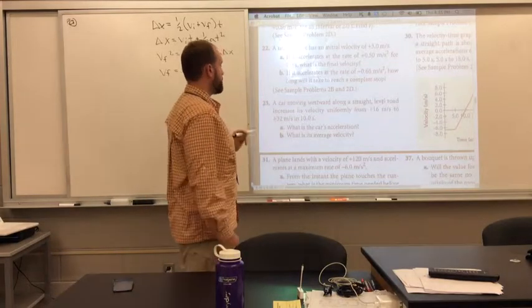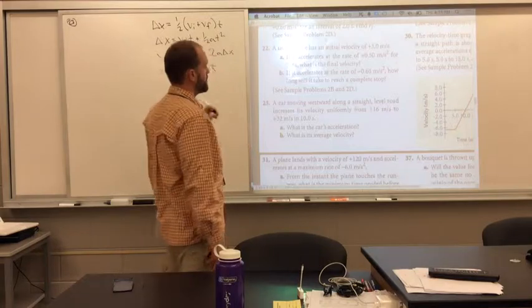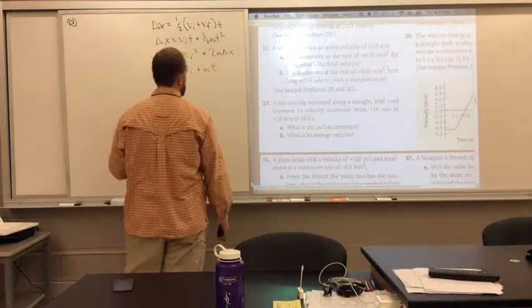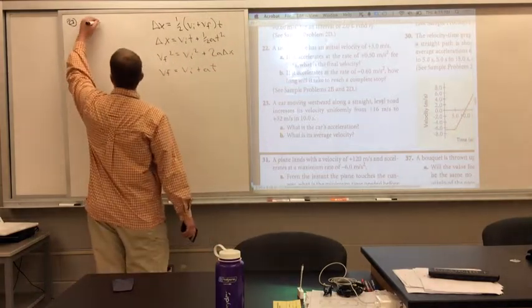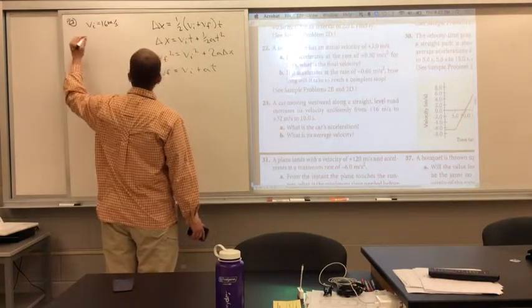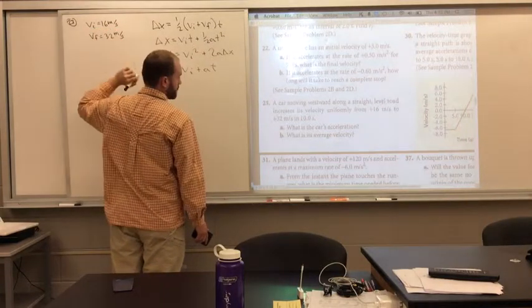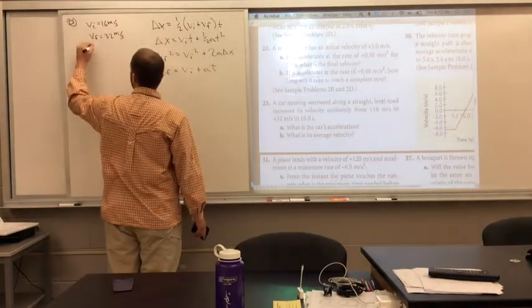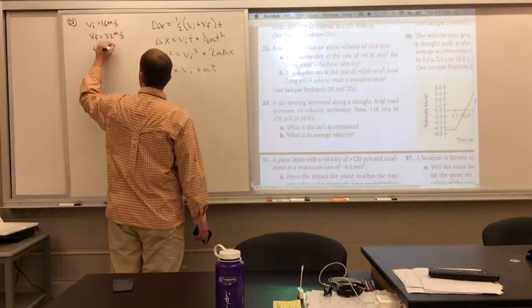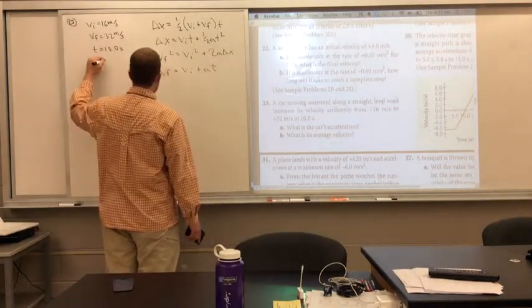A car moving westward along a straight level road increases its velocity uniformly from 16 meters per second to 32 meters per second in 10 seconds. It starts at 16. It ends at 32. It takes 10 seconds. The question is, what's the car's acceleration?